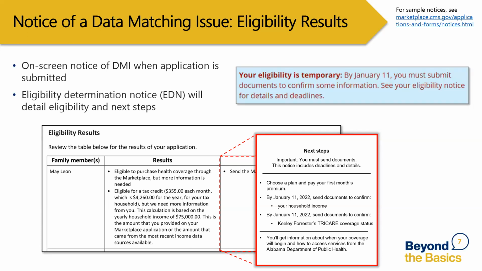So what's the experience going to be for the person completing the application? They're going to first get a notice on screen when the application is submitted. So they're going to first see this, in red, right? That you have a data matching issue. And then they're going to get their eligibility determination notice, and there's going to be some information that says your eligibility or your enrollment is temporary, and we'll provide some information about the next steps and what a person needs to do to resolve this data matching issue. Next slide.